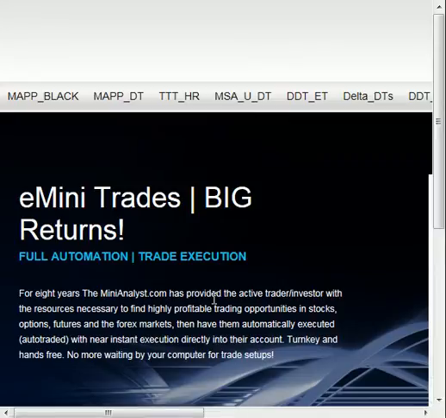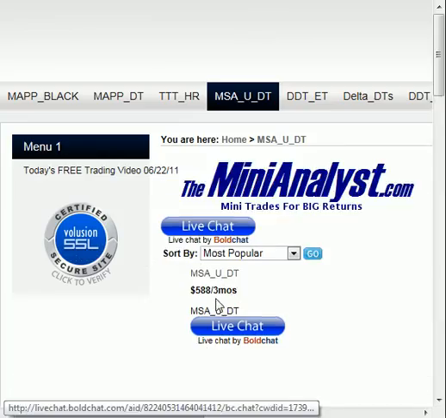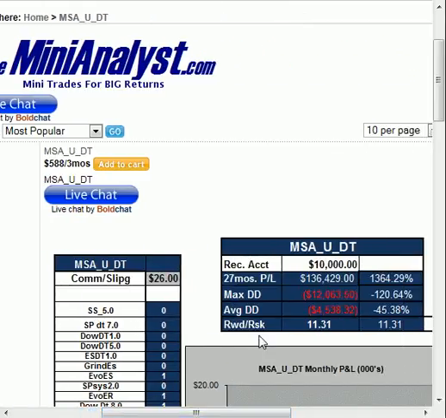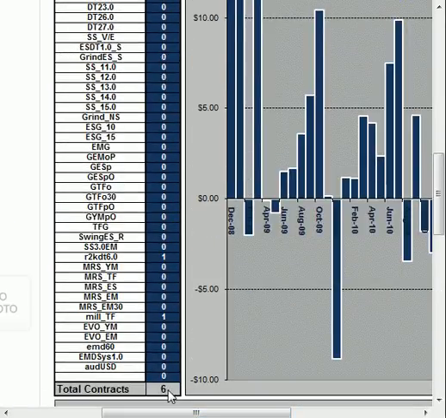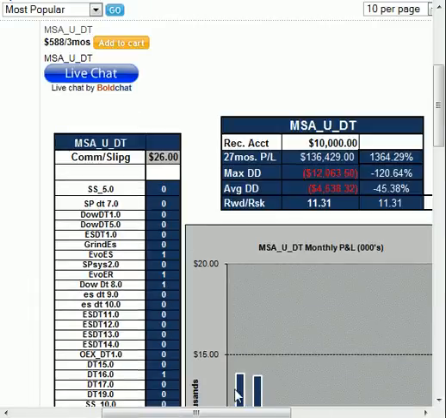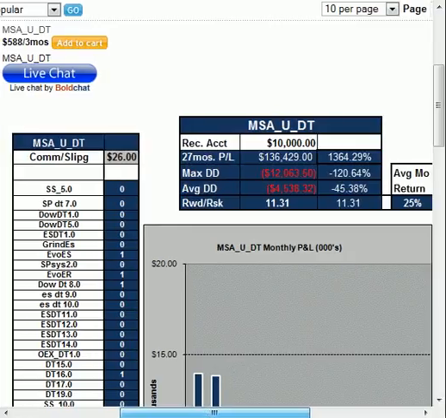When you go to the website, you look at portfolios, let's say you look at the MSA UDT. These portfolios are also $588 for a quarter, and you're trading what? 6 contracts for $588. That's $100 a contract for 3 months. It's $33 a month per system, per contract. That is insane. Everyone else is $200 per contract, per system. These numbers deduct $26. This is what we've always used, $26.